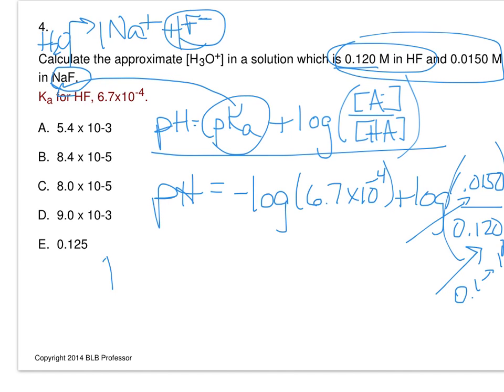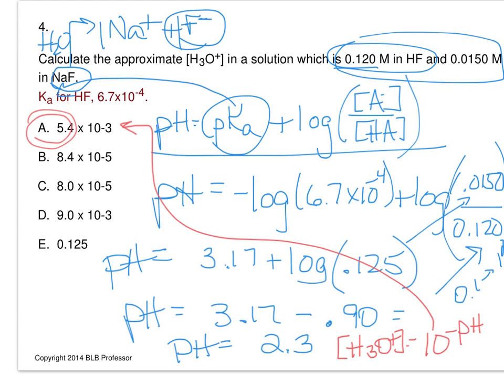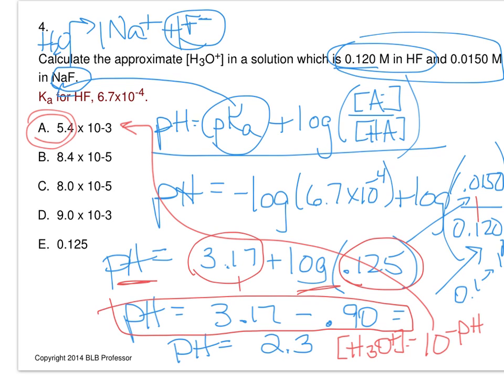Okay, so when you carry out the calculation, you get pH equals pKa plus the log of the ratio of the base to the acid, which is 0.125. You take the log of that, and pH therefore equals 3.17, which is the pKa minus 0.9.